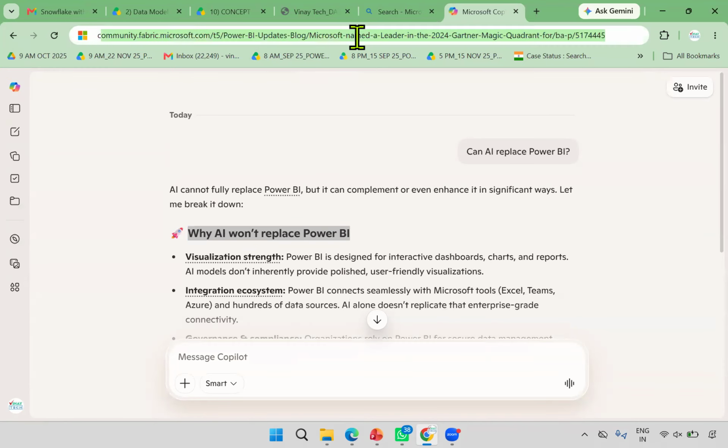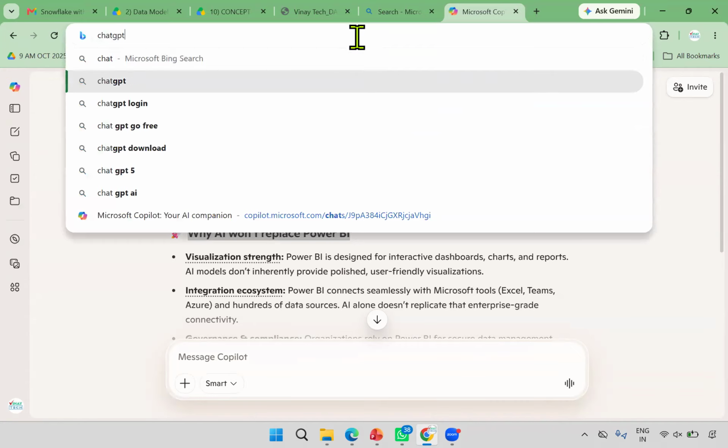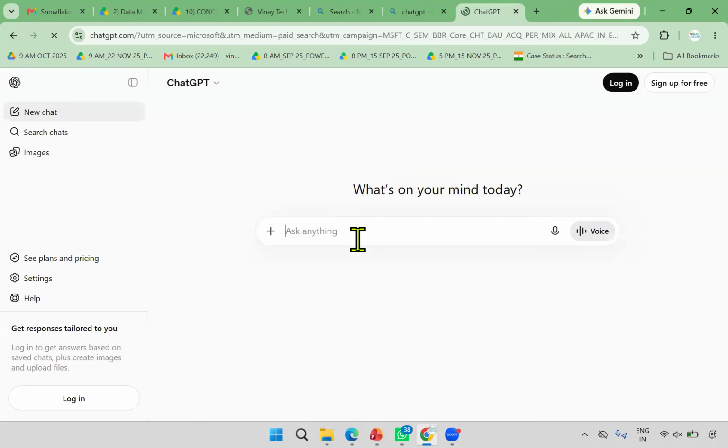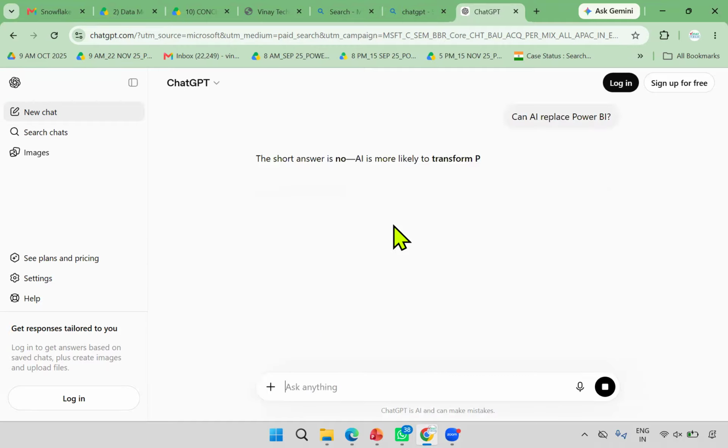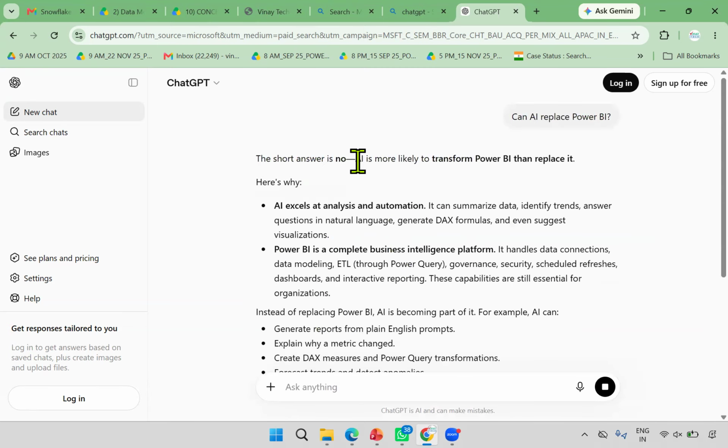You want to ask ChatGPT? Even ChatGPT will tell you the same thing. Can AI replace Power BI? AI is more likely to transform Power BI than replace it. It won't. The short answer is no.